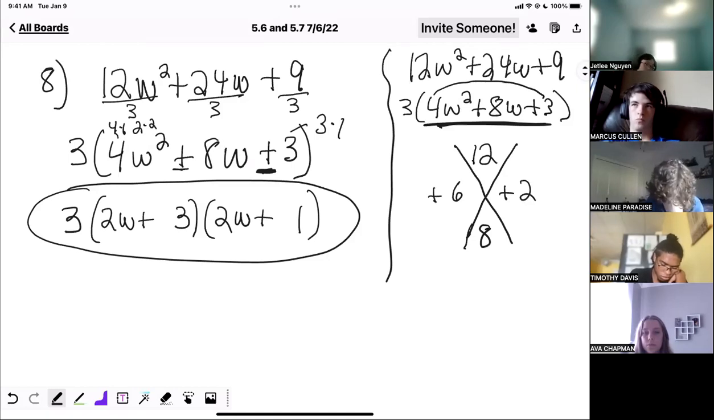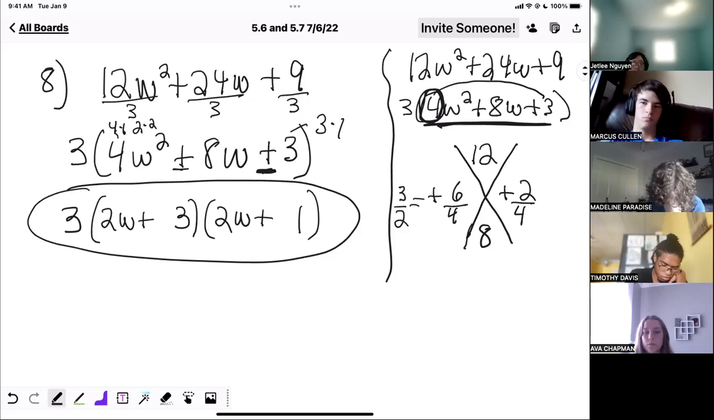Here's the key. You have to divide both of them by the first coefficient. I've got to divide both of them by 4. And if you do not simplify, you'll have the wrong answer. It has to be simplified. So if I divide by 2, I get 3 over 2. If I divide by 2, I get 1 over 2.